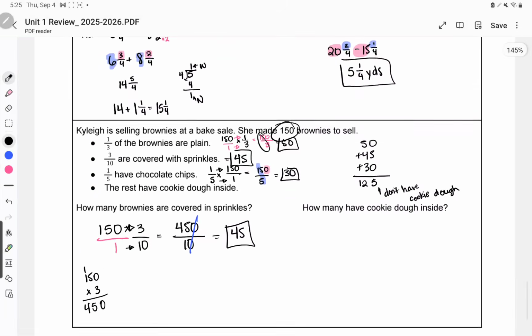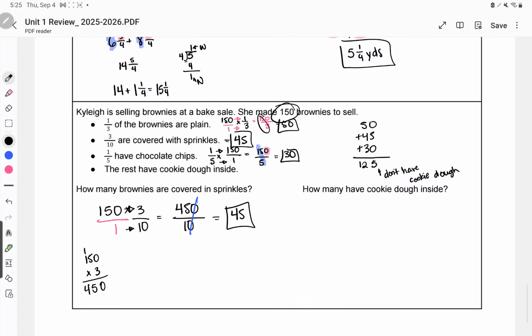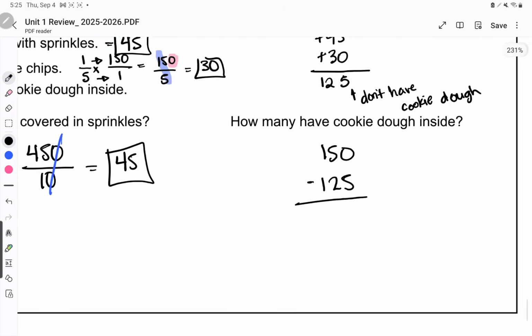We know that there are 150 for sale, so we just subtract 150 minus 125. The 0 turns into a 10. This 5 turns into a 4. 10 minus 5 is 5. 4 minus 2 is 2. There are 25 with cookie doughs inside them.